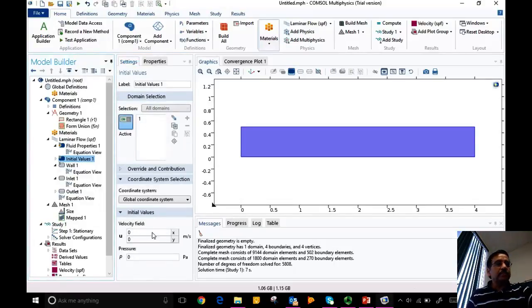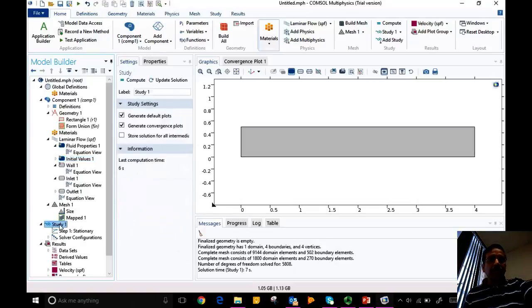If you look at it, u is still 0, v is 0, and p is 0 as initial values. The very first time, it started from 0 guesses and converged to that result, right? So this is the idea of continuation. You get a converged result, you make an incremental change in a parameter, but just update the solution.